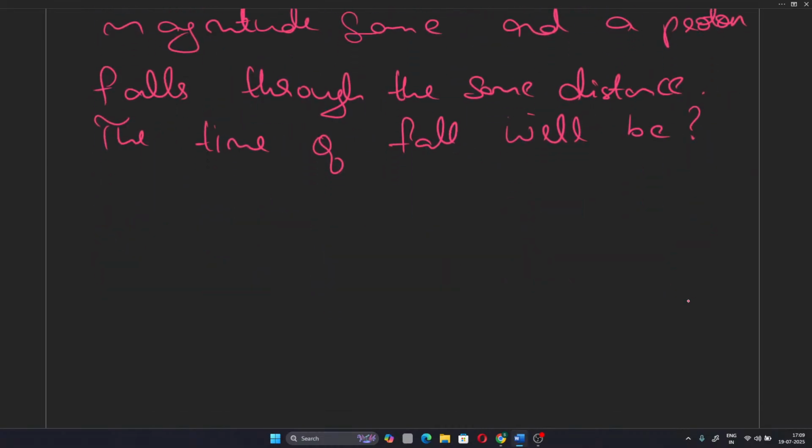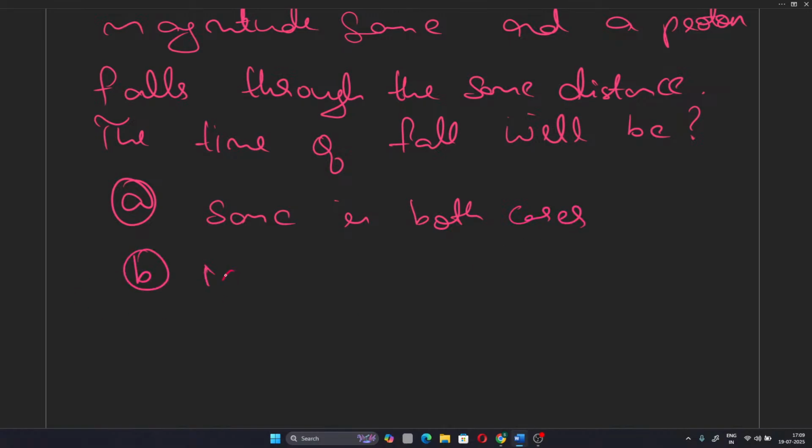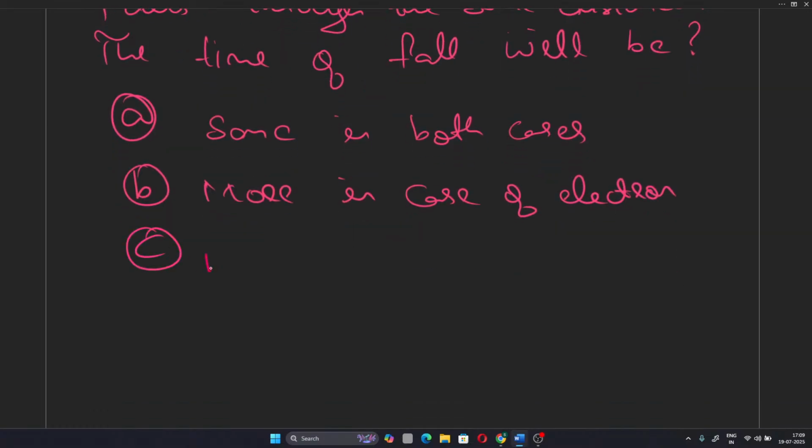options are A, same in both cases. B, more in case of electron. C, more in case of proton. D, independent of charge.